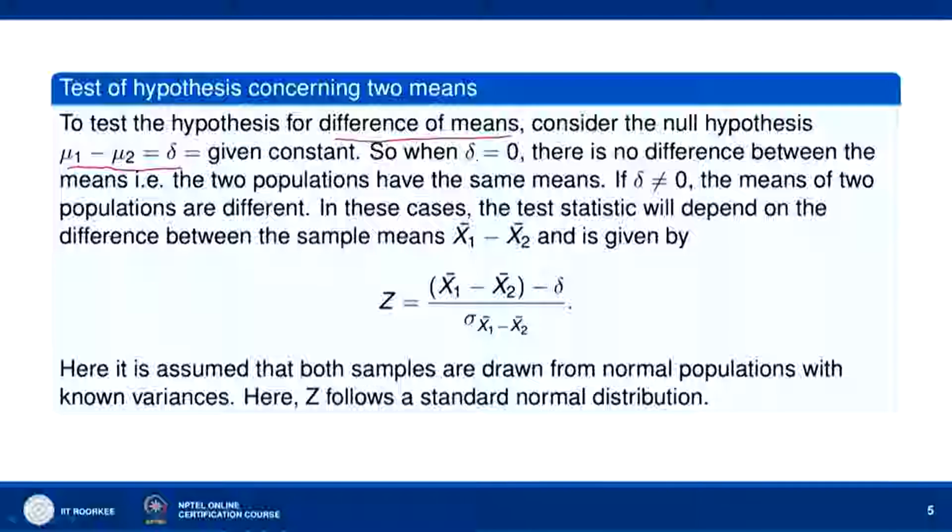When delta is equal to 0, there is no difference between the means, the two populations have the same means. If delta is not equal to 0, the means of the two populations are different.